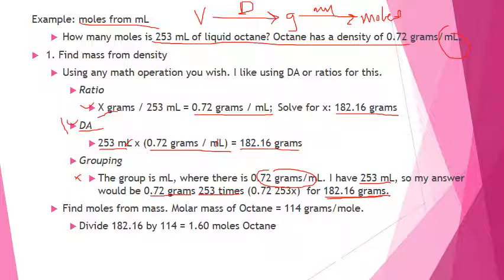Now I have 182 grams. Now I want to figure out how many moles that is of octane. Well, I know the molar mass of octane is 114. So octane is C8H18. All right, so 8 times 12 is 96, 96 plus 18 is 114. So 182.16 is my mass. I'm going to divide that by 114 to figure out how many moles. And so it's 1.6 moles of octane.